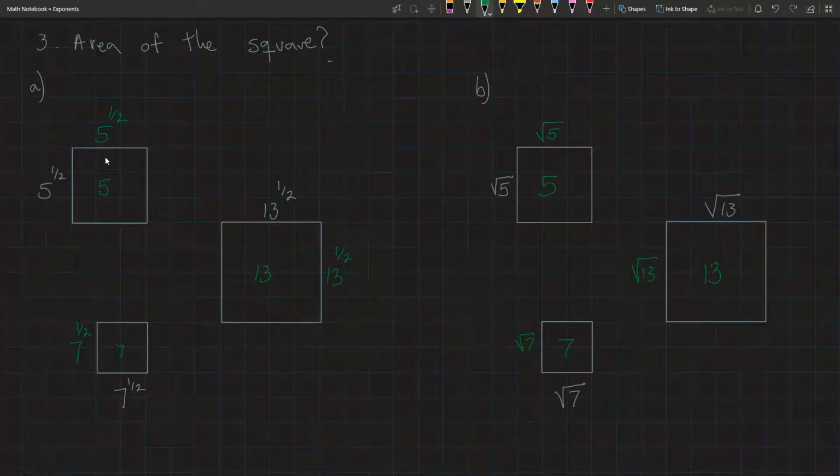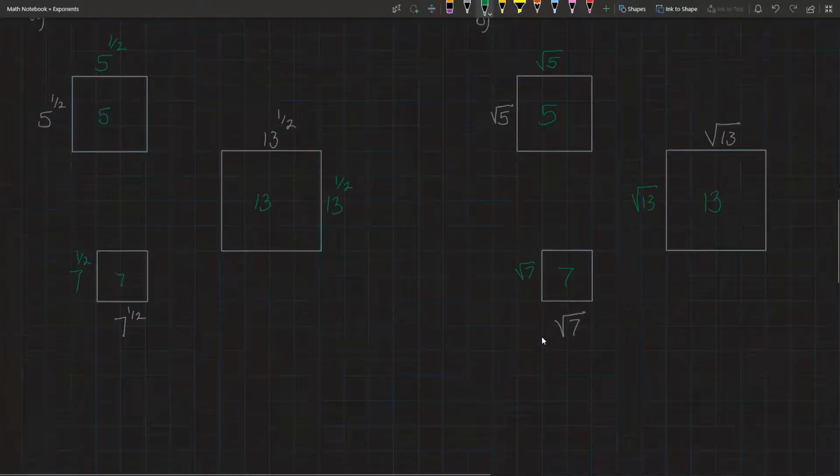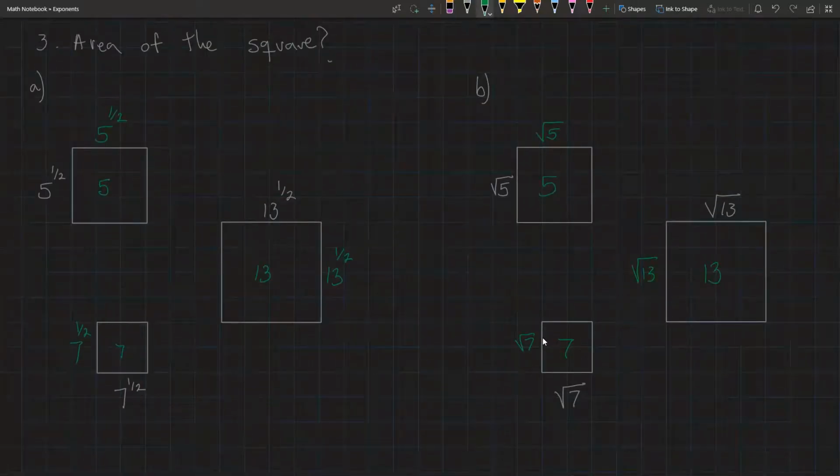Therefore, what does it mean about this expression, 5 to the 1/2 and square root of 5? What does it mean about 13 to the 1/2 power and square root of 13? And likewise, what does it mean about 7 to the 1/2 compared to square root of 7? Is that they must be the same. So let's write that here. We're going to say that that's the key. That's the most important part of this idea, is that 5 to the 1/2, now we know that's the same as square root of 5.